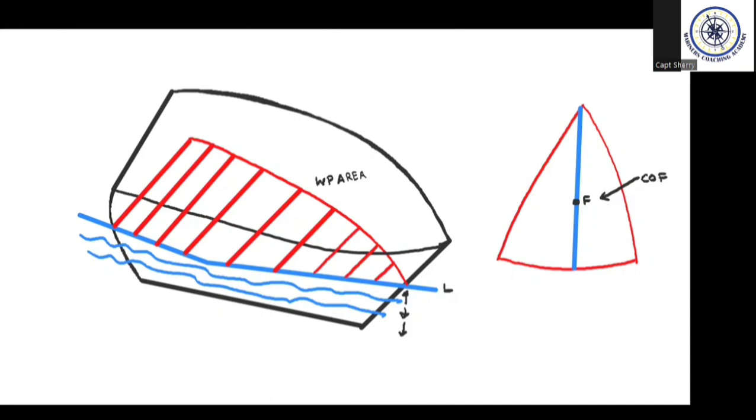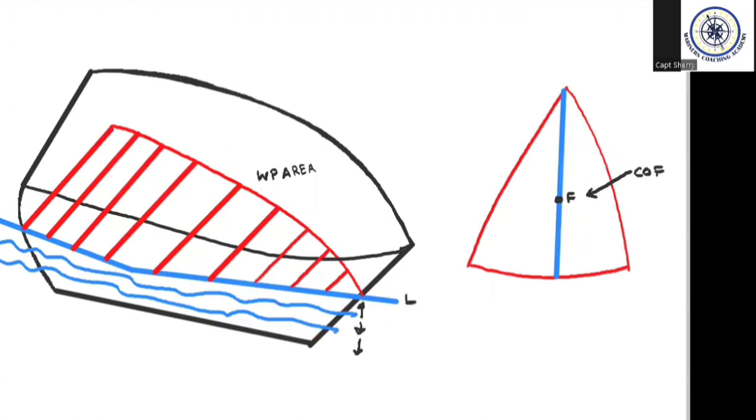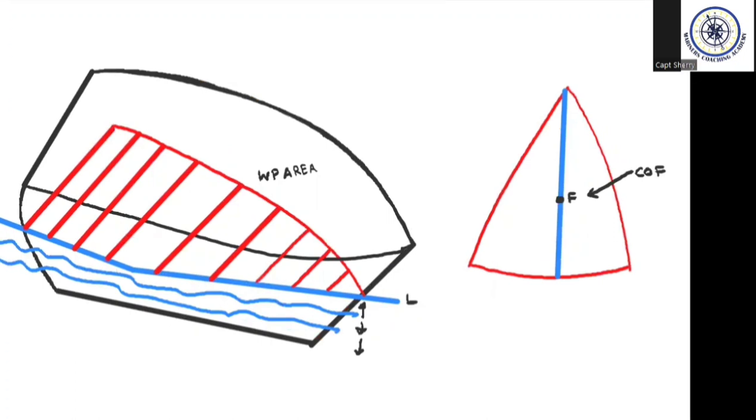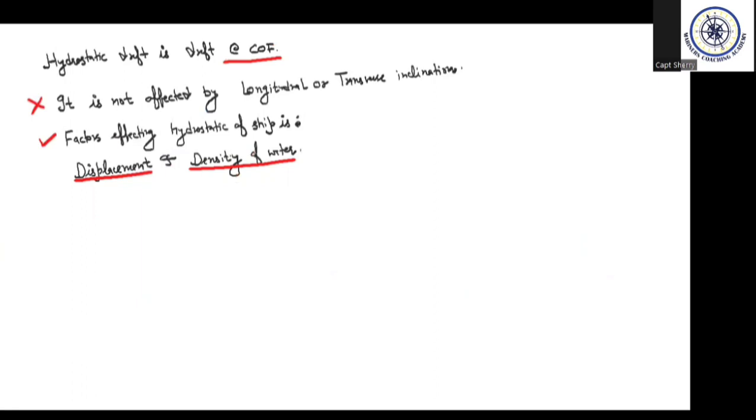So if, say, this is a water plane area over here, the geometric center of this water plane area, if it is lying over there, that will become my center of flotation. Now what we've learned is that the hydrostatic draft is the draft at the center of flotation. It is not affected by longitudinal and transverse inclination.